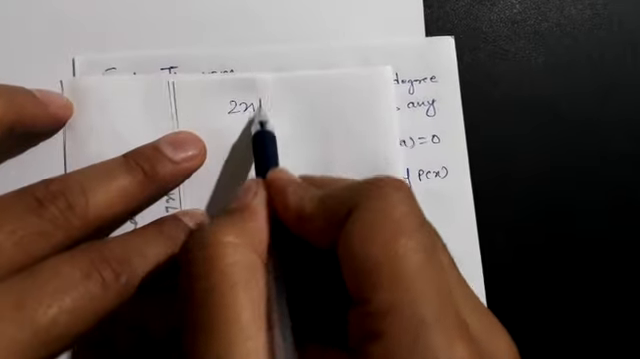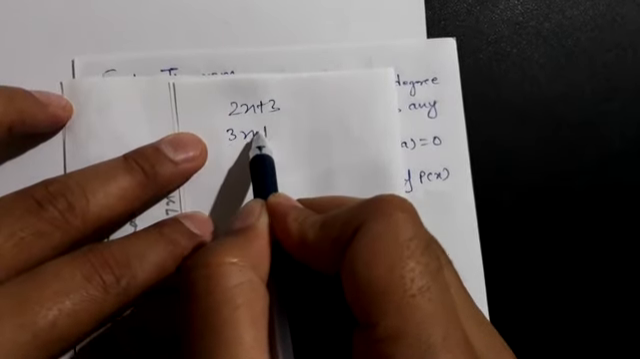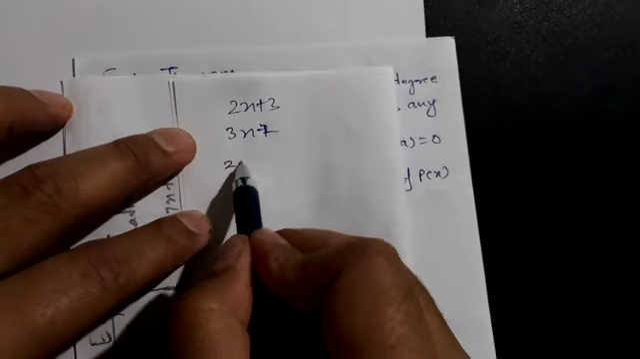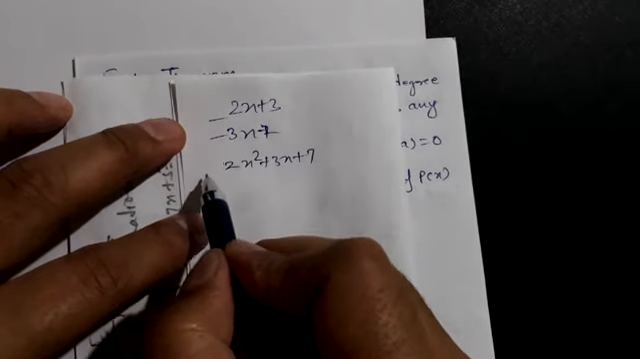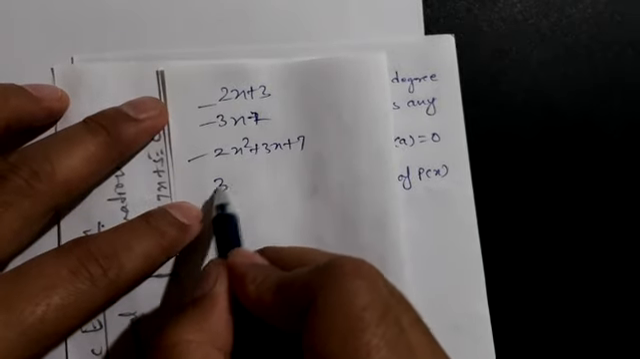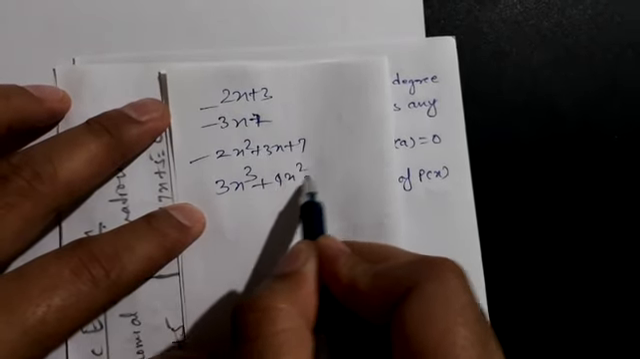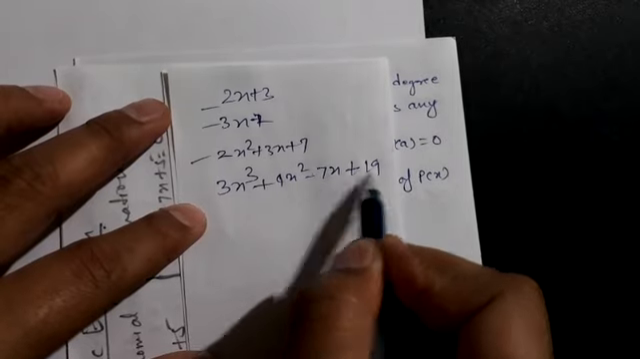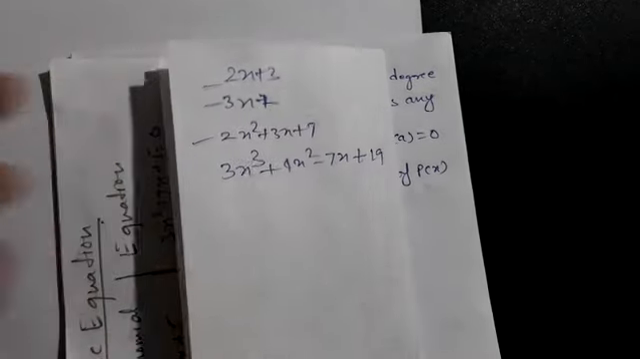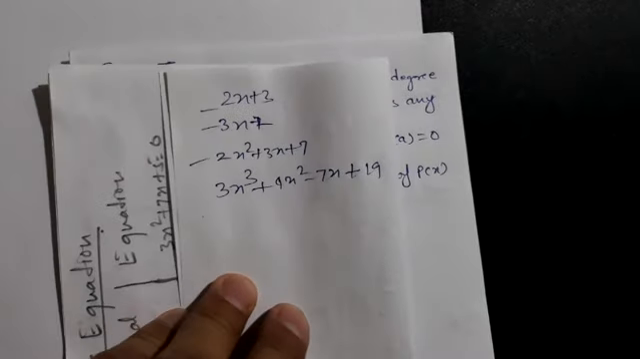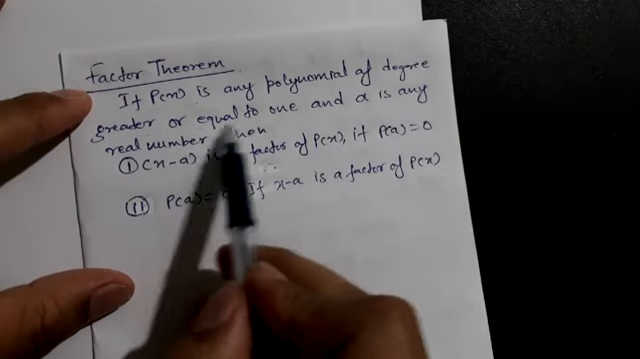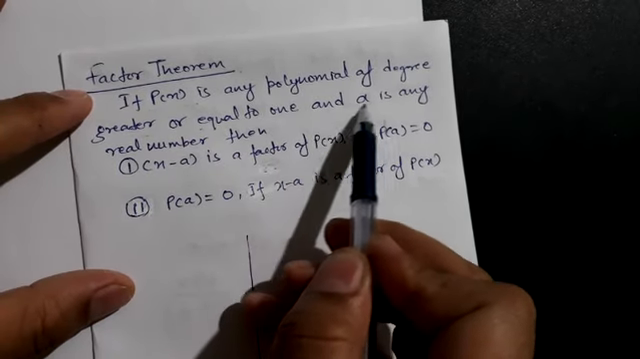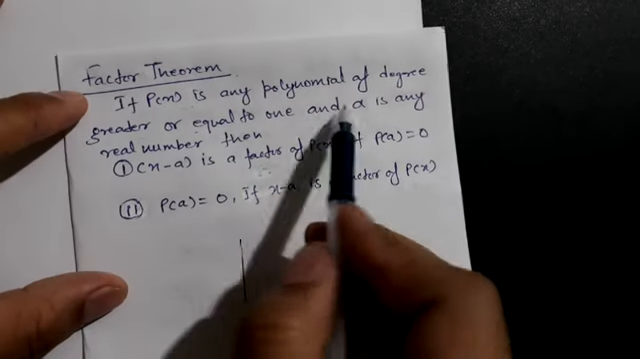Equal to 1 or more than 1 means it may be a linear expression like 2x plus 3, 3x minus 7 like this, or 2x square plus 3x plus 7. It may be linear, it may be quadratic, it may be cubic, 3x cube plus 4x square minus 7x plus 19 like this. It may be quadratic and of degree 4. Getting this or not? So p of x is any polynomial of degree greater than or equal to 1, and a is any real number.